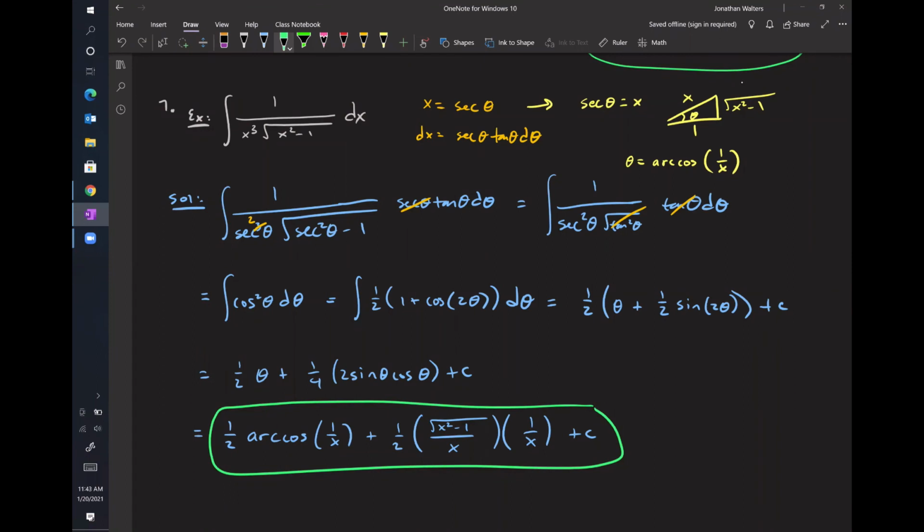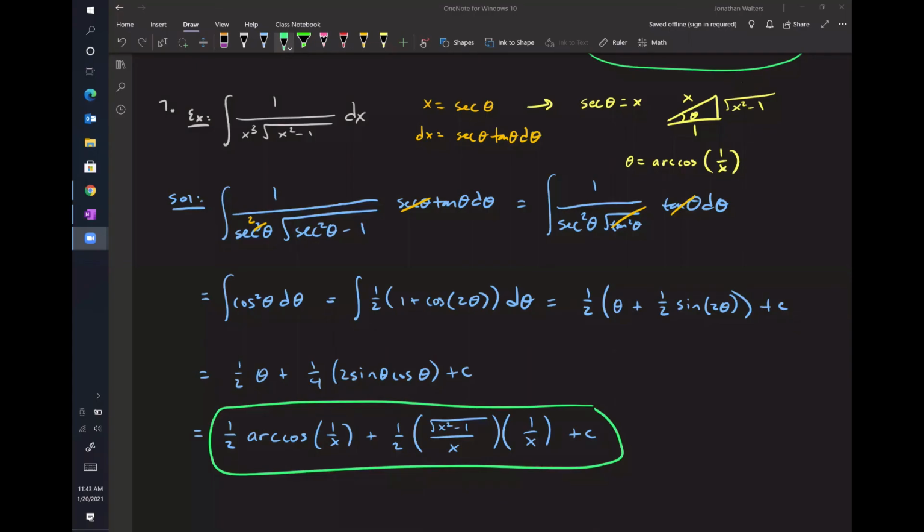I had some freedom there when I needed to substitute in for theta. I chose to substitute theta as arc cosine of 1 over x. I could have done arc sine of the radical over x, or I could have done arc tangent of the radical. It just depends on what you want to do. These are the problems in 7.5. 9, 11, 13, 15, 17, and that was number 19, actually.